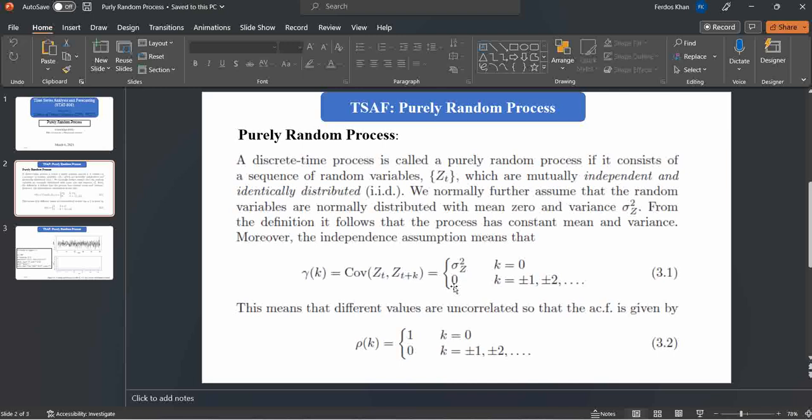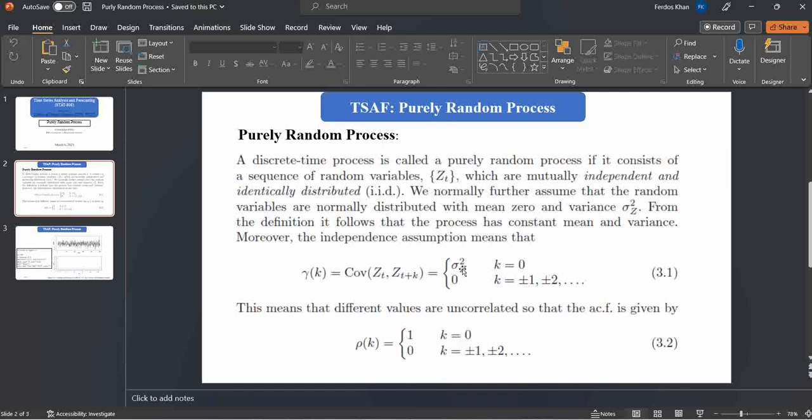And the covariance function is 0 for all other values of k. k may be plus 1, minus 1, plus 2, minus 2, and so on, because we already stated in the assumption that this is independently and identically distributed. So it is independent, therefore the covariance function is 0 for all lags other than lag 0. From here you can calculate the correlation coefficient, which is equal to 1 if k equals 0.